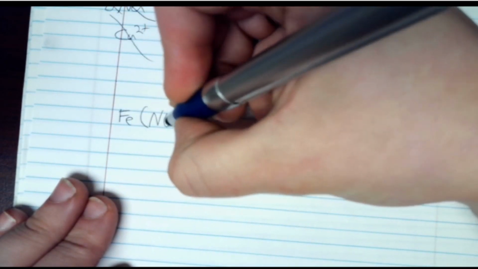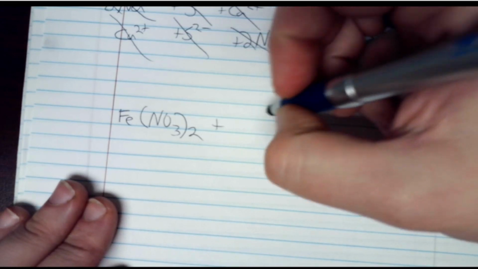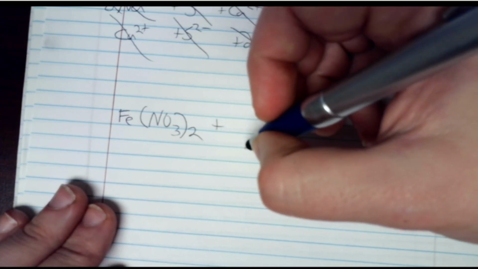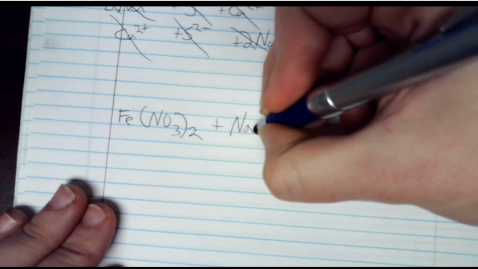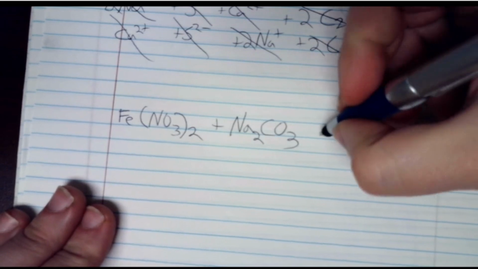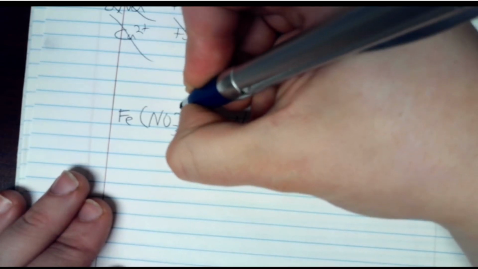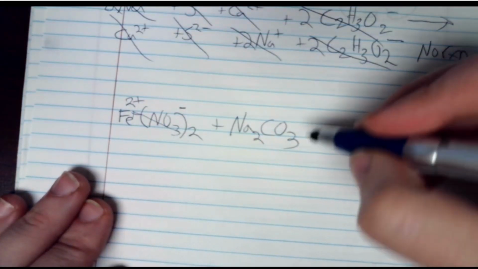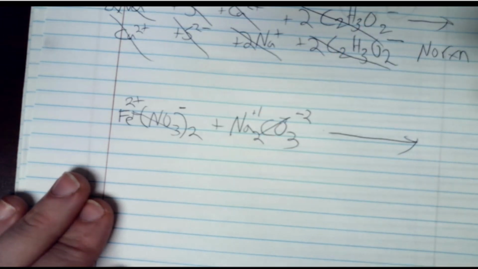Let's look at this one. Iron nitrate and, let's see, sodium carbonate. I got it. So what are the products? Step 1. Nitrate is -1, which means iron is 2 plus. Carbonate is -2, and we see that -2. That's +1. We got a charge.